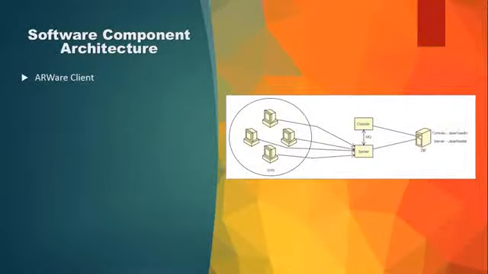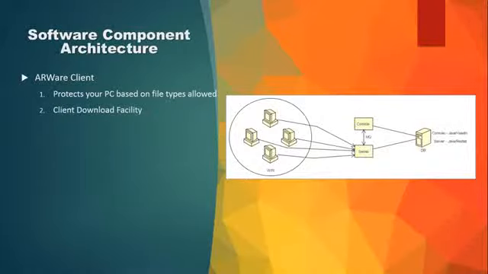First up, we have the software architecture. This involves three different components. We have the ARWare client, which protects your PC based on the file types you allow. These include over 143 file type extensions. It comes with its own client download facility for when the user wants to upgrade or downgrade the client version, and can be achieved remotely without having to be present on site.